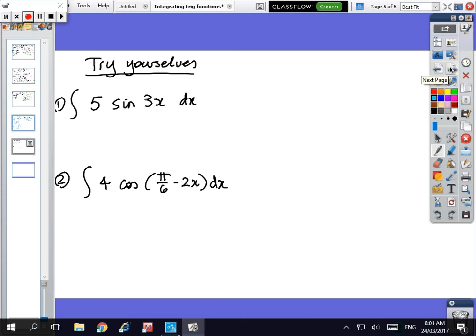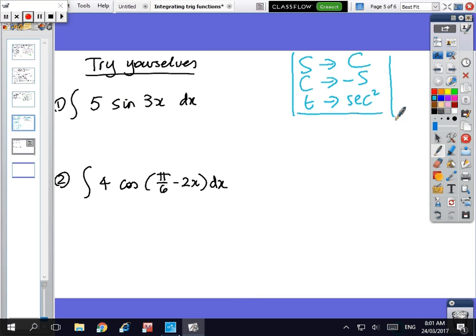These are straightforward ones. They're not complicated, so can you have a go? What I often do at the start of a stressful situation is write: sine turns into cos, cos turns into minus sine, tan turns into sec squared. I put that at the top of my page to remind me. If sine goes to cos, then cos goes to sine. If cos goes to minus sine, then sine goes to minus cos, and if tan goes to sec squared, then sec squared goes to tan. I write that down at the top just to remind me what I'm looking for. Have a go at those two and see how you go.